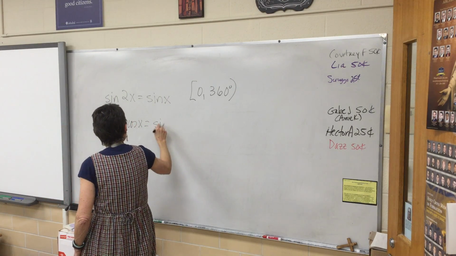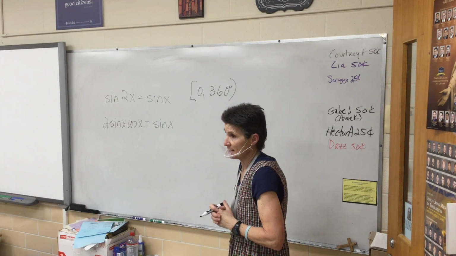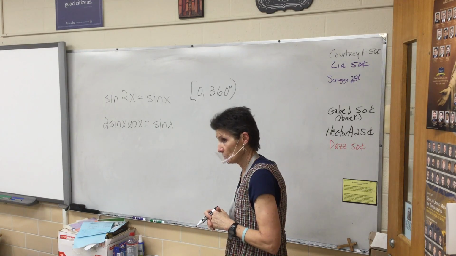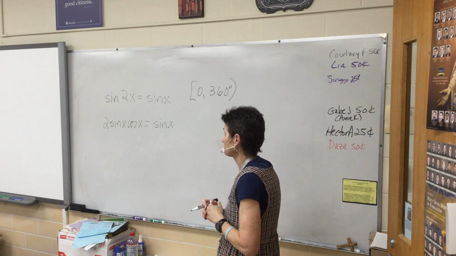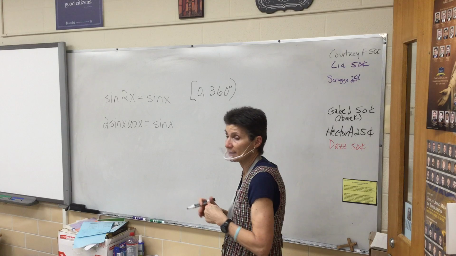You cannot solve a problem that has a 2x and an x in it. So since we have formulas to deal with the 2x's, we're going to take care of it. Now what do you think we might do? We've talked about this kind of problem before.